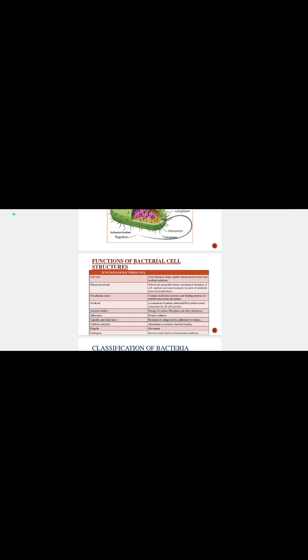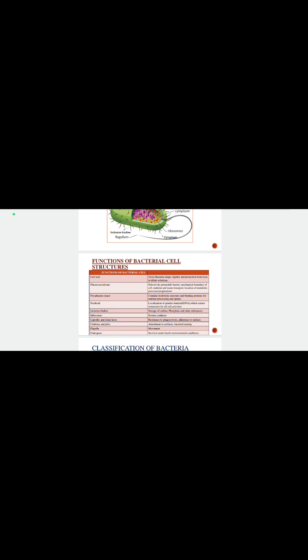Phagocytosis means killing microorganisms or ingesting foreign material and removing dead cells. That is resistance to phagocytosis and adherence to surfaces. It is an immune cell. That is phagocytosis.